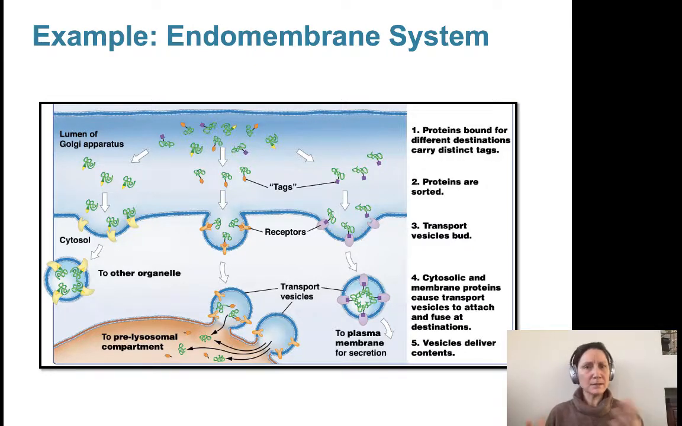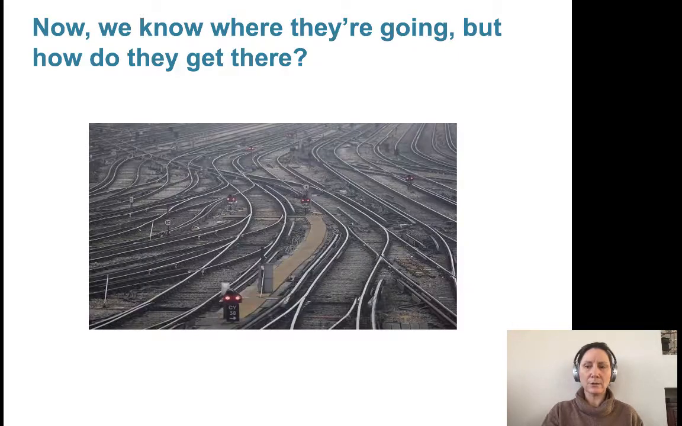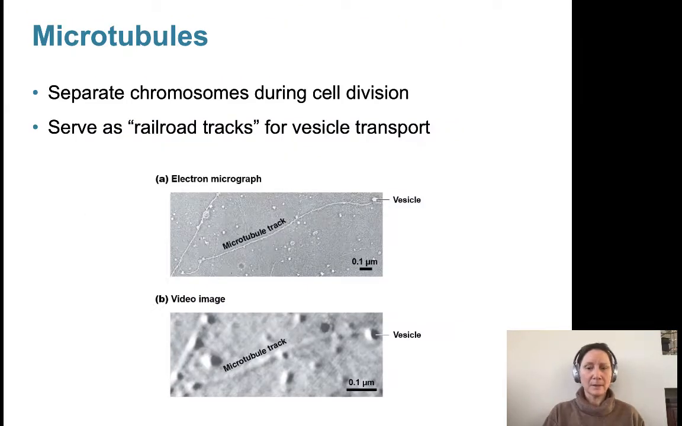So there is a system for transporting all kinds of materials through a unicellular organism and through our cells as well. So we know where they're going, but then how do they get there? So we said through the vesicles, but how do the vesicles know where to go? Are they just bubbles that are floating through the cell just kind of randomly? Not really, it turns out. Microtubules are what perform a part of that function.